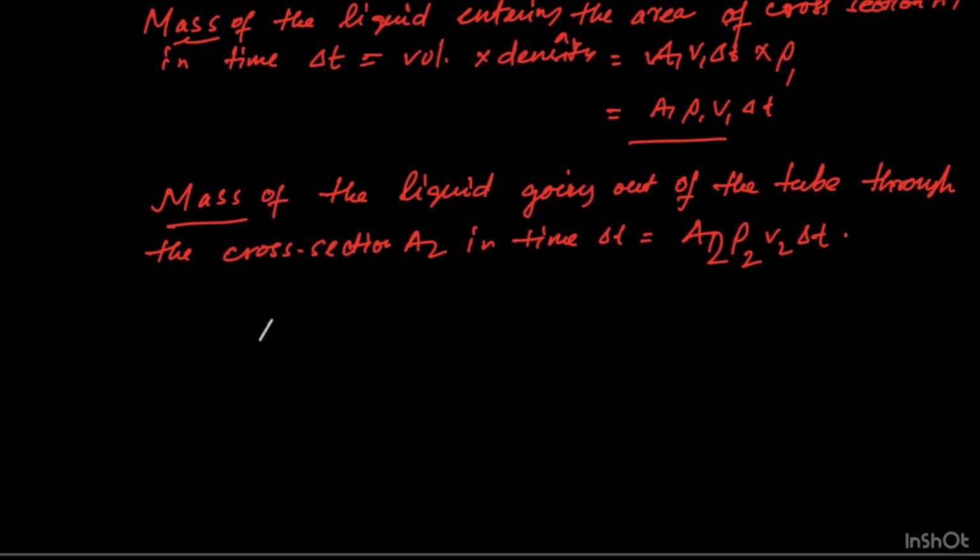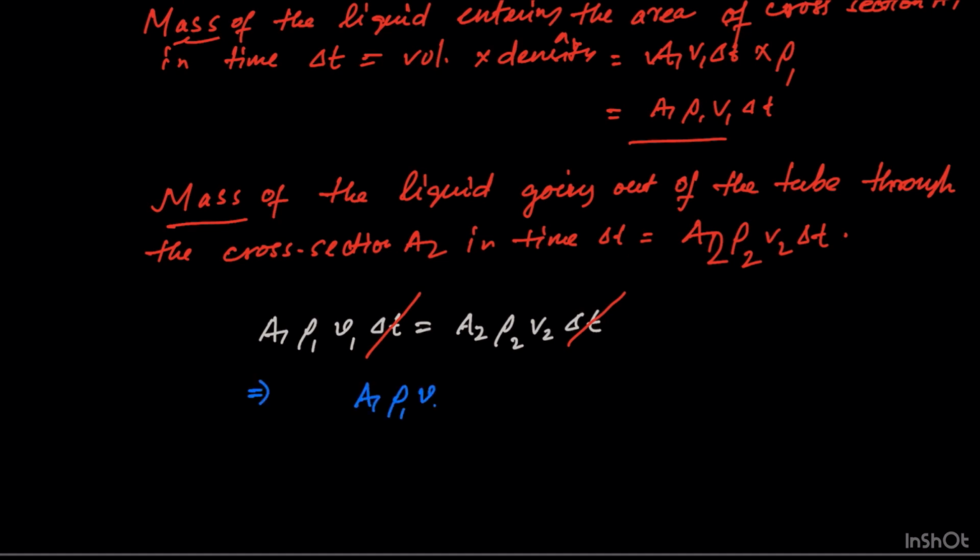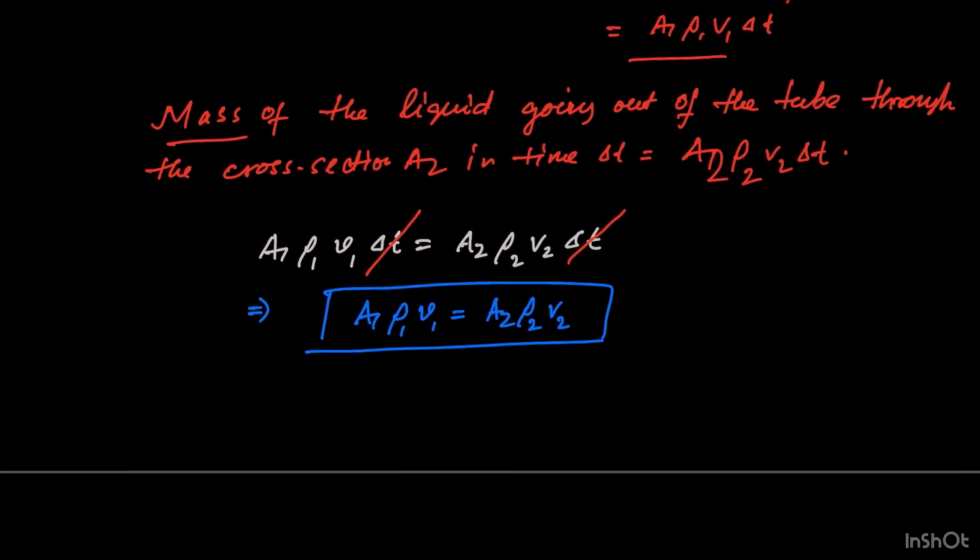So according to the conservation law of mass, A1 rho 1 v1 delta t is equal to A2 rho 2 v2 delta t. The delta t and delta t will be cancelling each other out. So what do we get? We get A1 rho 1 v1 is equal to A2 rho 2 v2. So this is what the principle of continuity is.